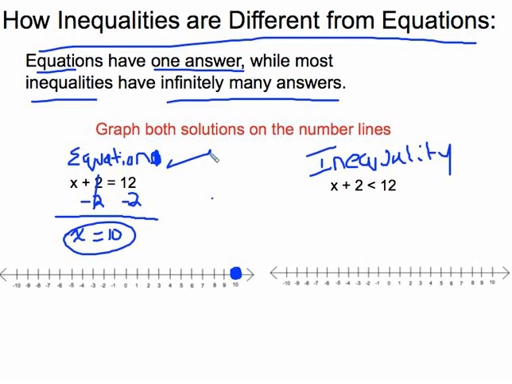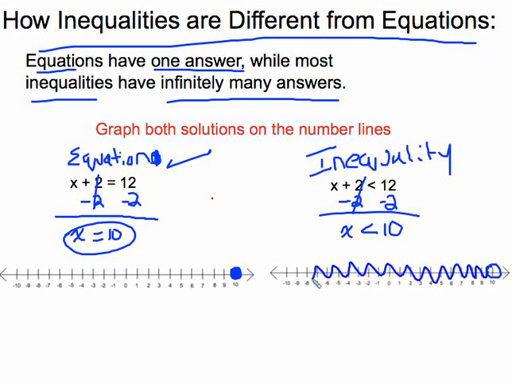Now on the inequality side, I'm going to use the subtraction property of inequality. I'm going to subtract 2 from each side. I'm going to get x is less than 10. So here I actually get an infinite number of solutions. I get that x could be anything that is smaller than 10. It actually cannot be 10, but it could be 9, 8, 7, 6, anything that is less than 10. Okay? So let's actually try to put this in practice.